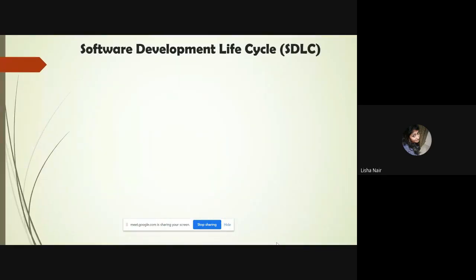Then this is a topic I think you would have in your subject as well, the software development life cycle. I believe many of you know the different models. Can someone talk about the different software models? Any computer science engineer?